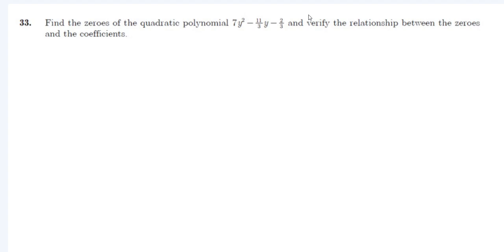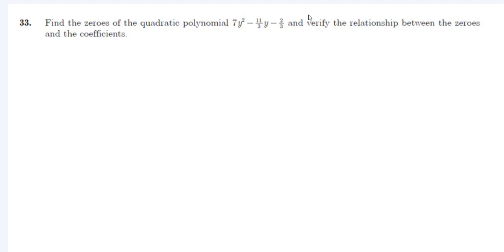In the previous video, we solved question number 32. Now we are going to solve question number 33. So let us take a look. Find the zeros of the quadratic polynomial 7y square minus 11 by 3y minus 2 by 3 and verify the relationship between the zeros and the coefficients.